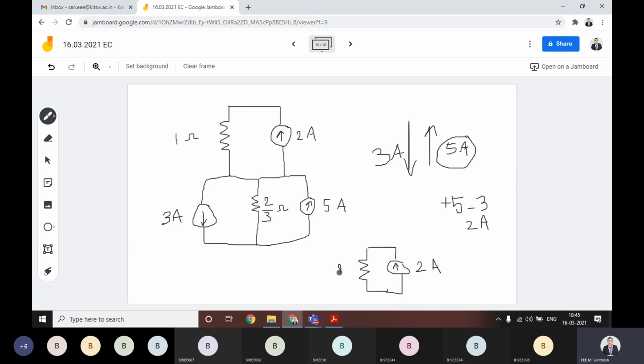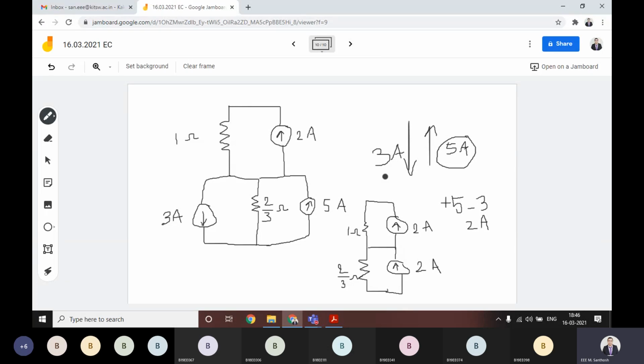Okay, this is 2 by 3. Then this is 1 ohm and this is 2 again. This is the same circuit. Then now you convert to voltage source in series with the resistor. Then this 2 amperes with 2 by 3, voltage source in series with the resistor.